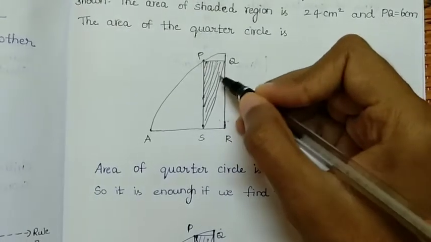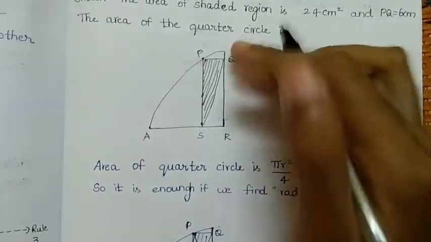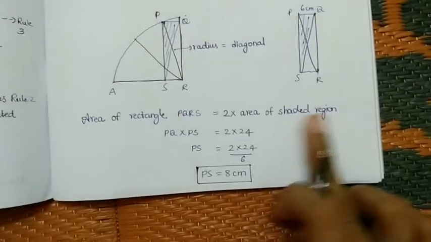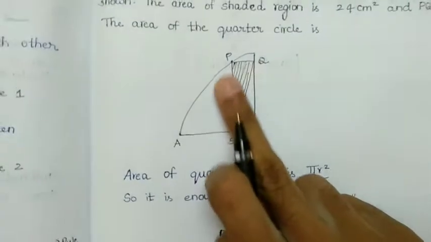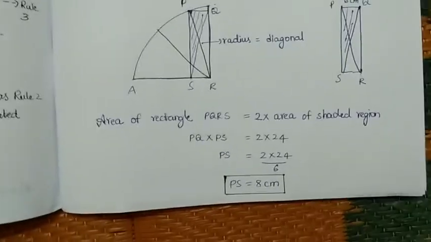As I have said, the diagonal divides the rectangle into two equal halves. So this is one half, this is another half. So twice the area of this shaded region is nothing but the area of this entire rectangle. So that is the thing.